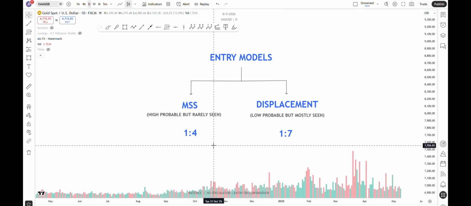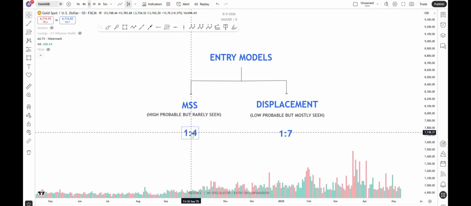Now I trade gold most of the time, so I know this from my experience that if you use market structure shift, then you'll very easily get 1:4.